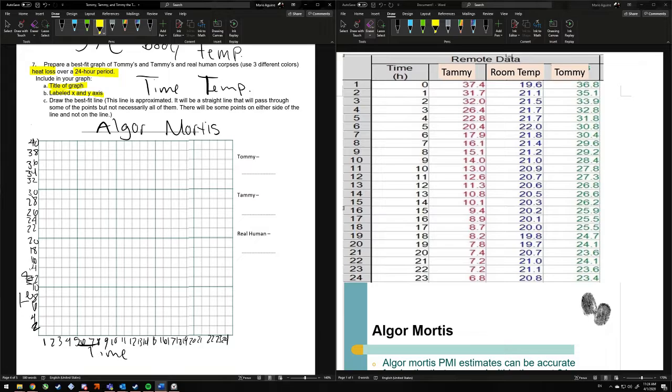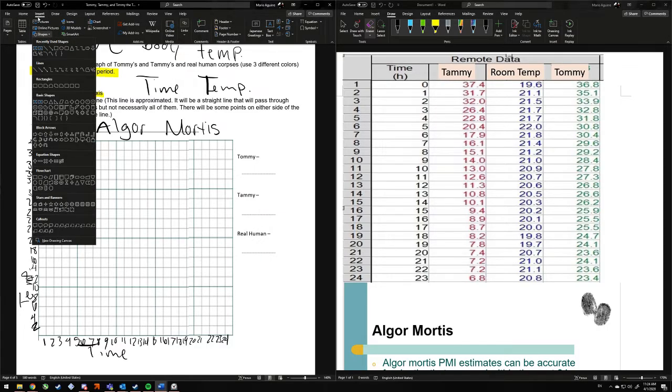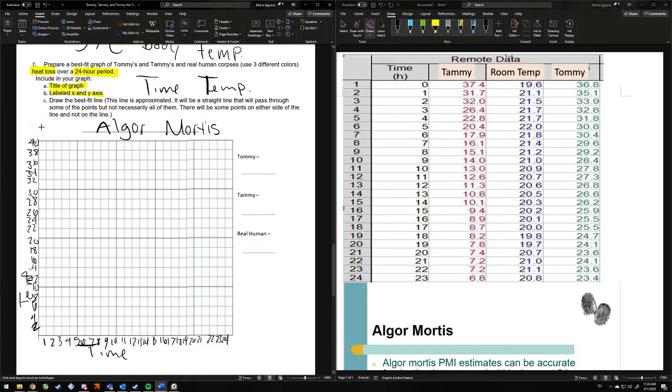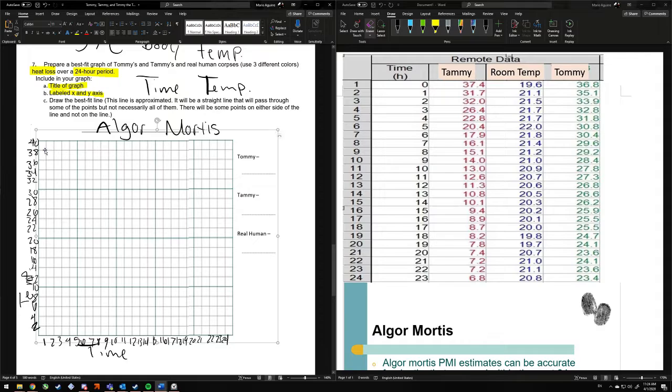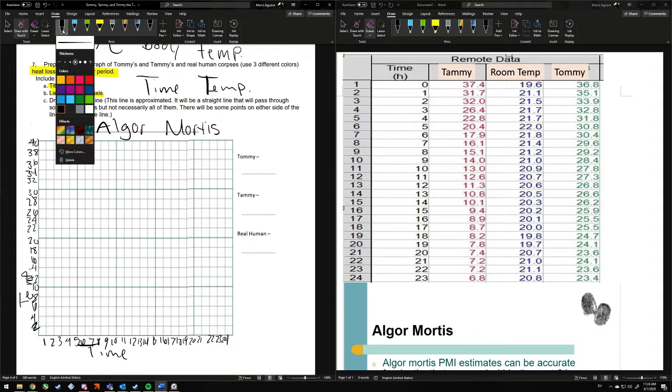So all we're going to do is we're going to go to draw here. If you don't have draw, you can just insert circles. You just go to insert and then shapes and make a little circle, and then move that circle onto your graph. But I'm going to use draw because it's a little bit easier. That way I can just click on where I need all of my circles to be.